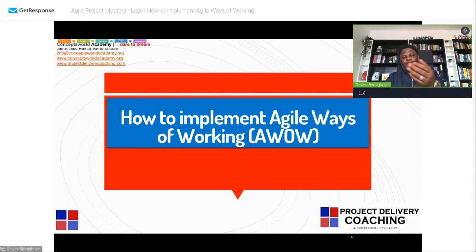Okay, so I have an hour to run through what I want to run through. And I'm hoping that this is going to be beneficial to you. My expectation is that you will learn one or two things from this session. And also, I will share some of my experiences in implementing Agile. I've done it now at least three or four companies.